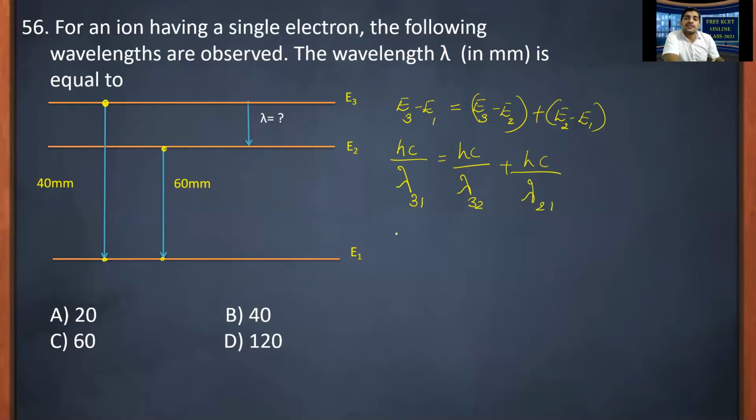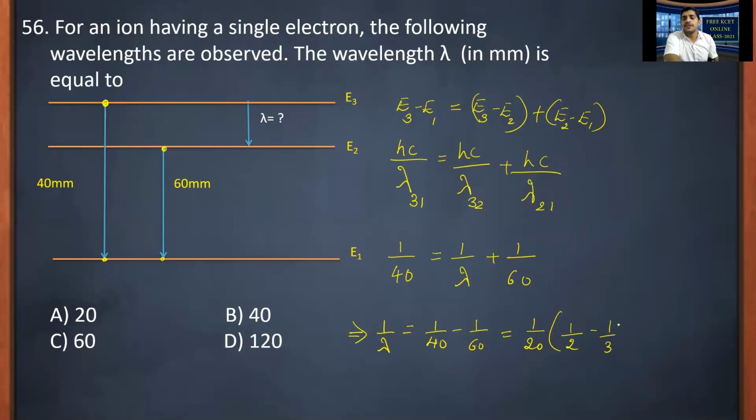So there is hc which cancels out. 1 by what is lambda 31? Lambda 31 is nothing but 40 millimeter, given. That is equal to 1 by lambda 32, which is what we are asked to find, plus 1 by 60. That implies 1 by lambda is equal to 1 by 40 minus 1 by 60. So that is equal to 1 by 20, taking it outside, times 2 minus 3.